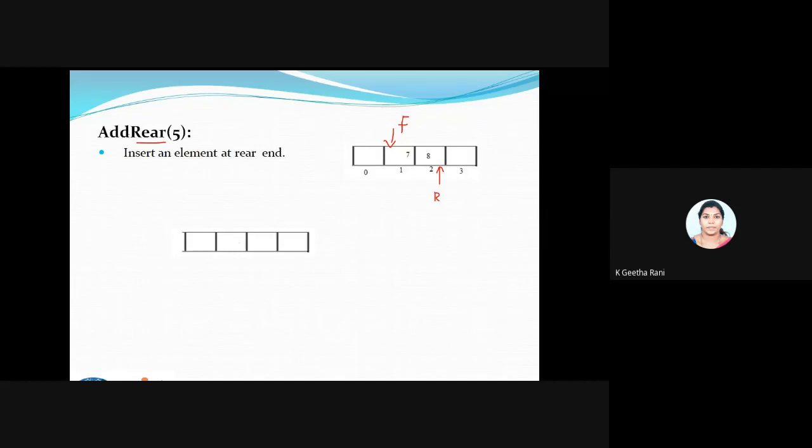Fine. So now I need to add. Initially, what's my pointer? The F value will be 1, and the rear value will be 2. Now I need to add an element. So what happens now? I have to add an element at the rear end. This is the rear end, and here I have to add it. When I want to add at the rear, what I will do is just increment the rear pointer. That is more than enough for me. So that is what I'm going to do here. Initially I'm having 7 already, and 8 is there.